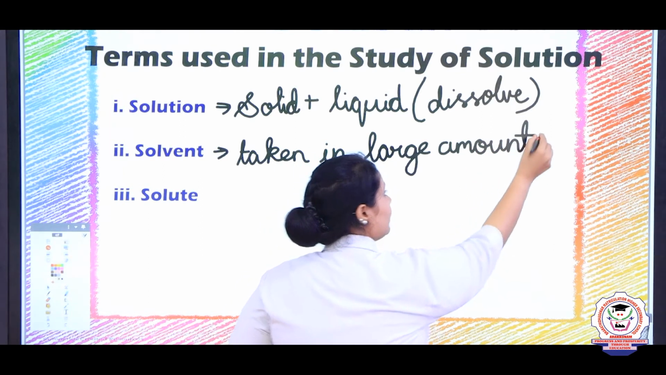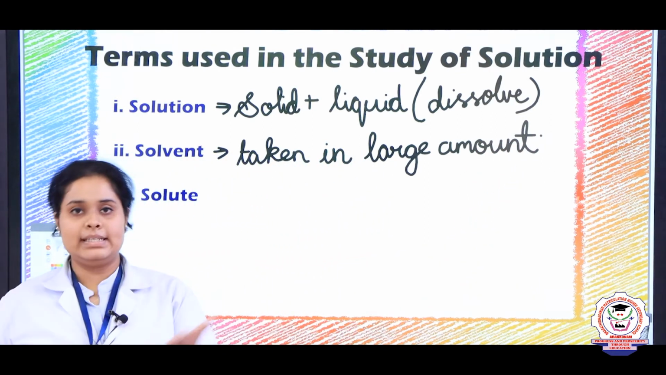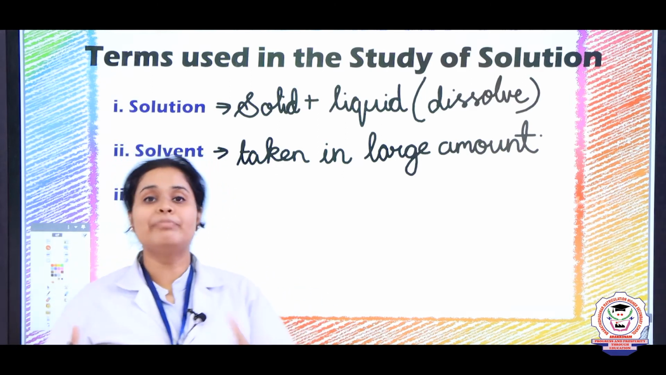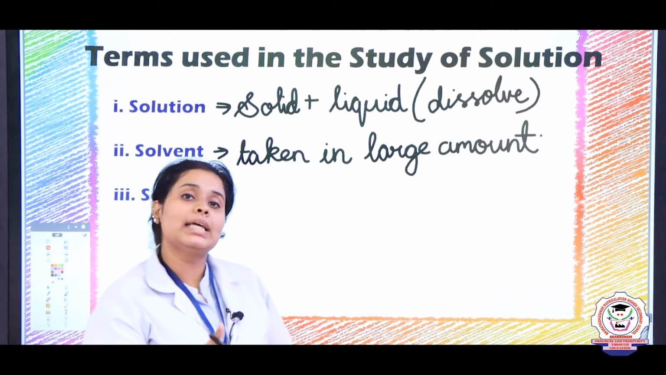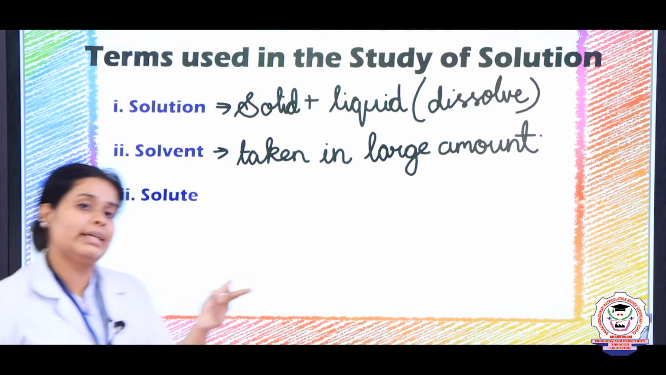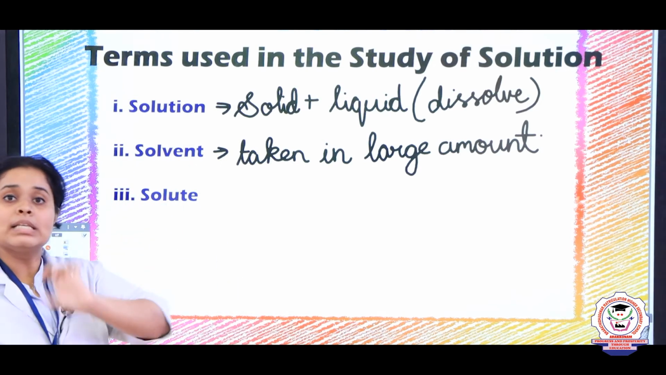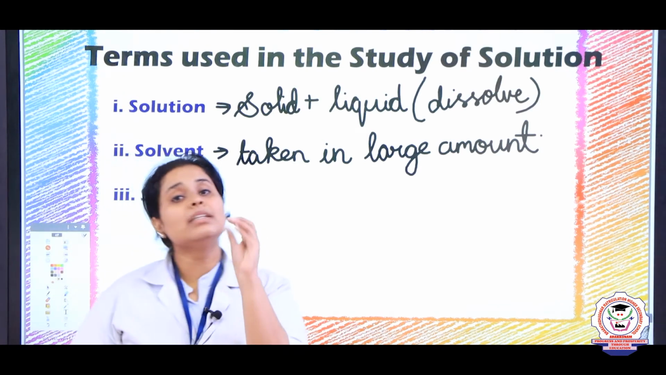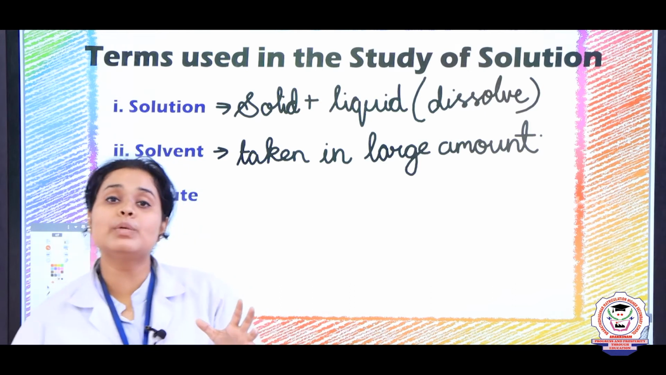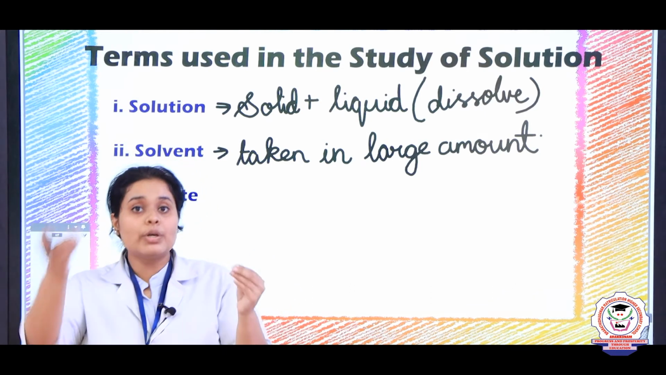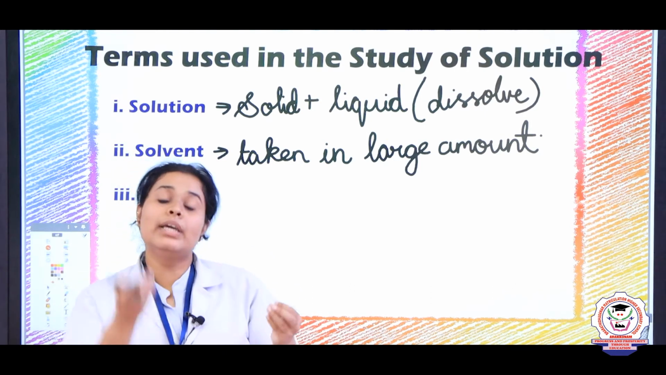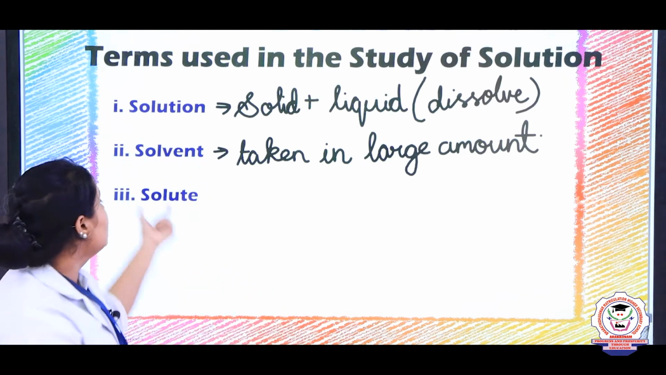And here is an example I can give you: tea. In tea we use a large amount of milk, right? So there, milk is a form of solvent. In the same way, solute is anything which is taken in a smaller content. The example which I gave you was tea, in which you are adding tea leaves. So here tea leaves are acting as a solute.